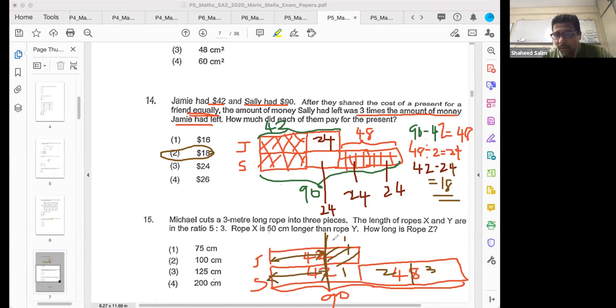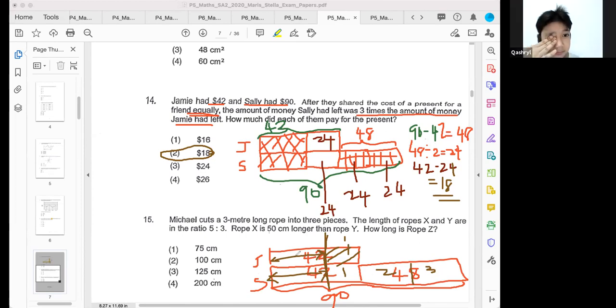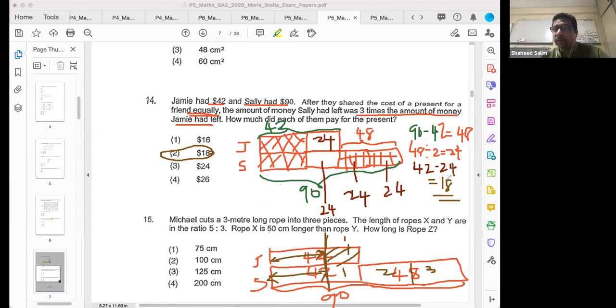So now Jamie has 1 unit left. Sally has 1, 2, 3 units left. The difference between these two is 48. 48 is for 2 units. Divide by 2, you get 24, 24, 24, 24. So if you want to find the amount of money spent by Jamie, 42 minus 24 gets 18. So Jamie paid $18. Sally paid $18. What is the price of the present? If you want to find the price, 18 times 2. But they didn't ask you for the price of the present. They asked how much each of them paid. So it's $18.